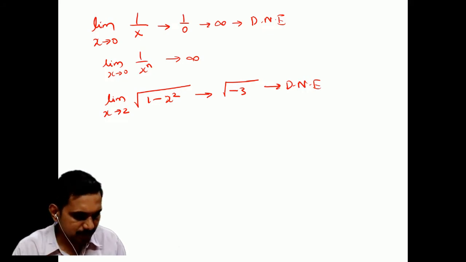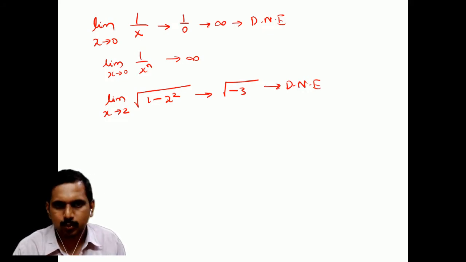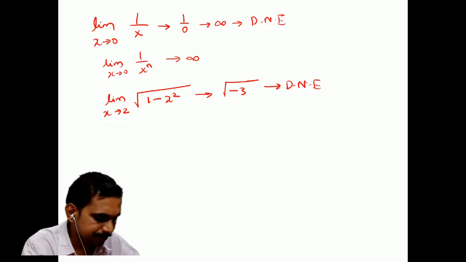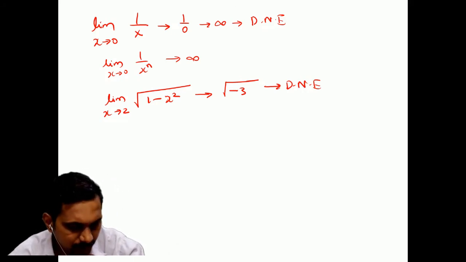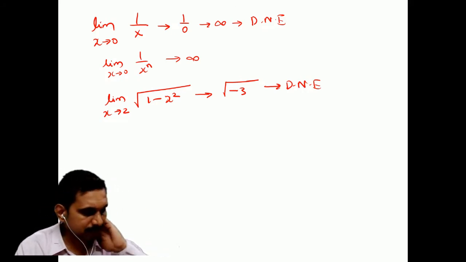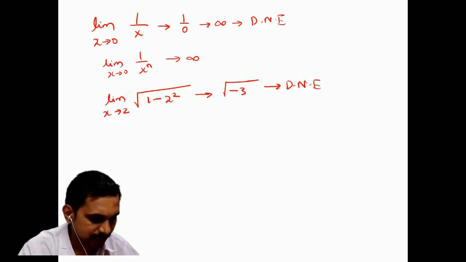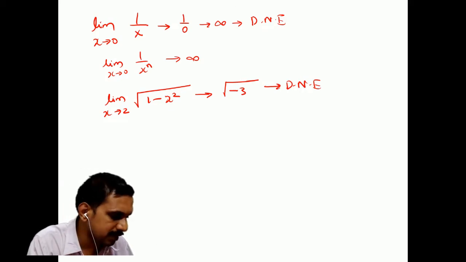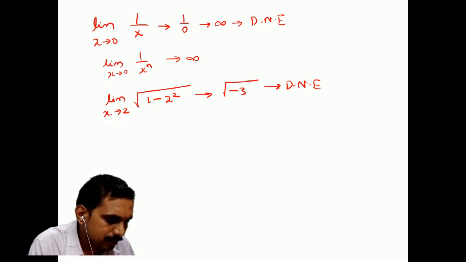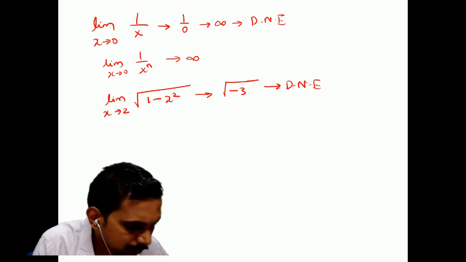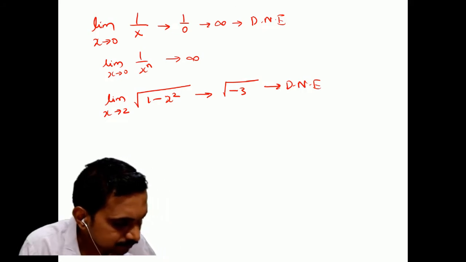Next point. If this doesn't work, then what is the third step? Sometimes it will be given in terms of fractions. Let me see what type of fractions it will be given. Let me choose a problem here. Yeah, there is a good problem which is given here.